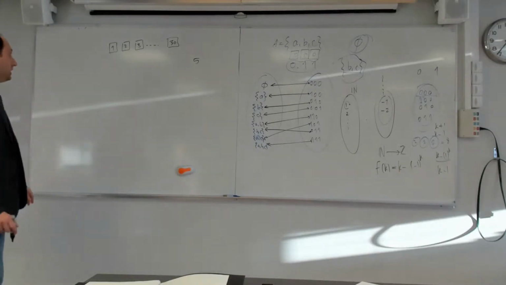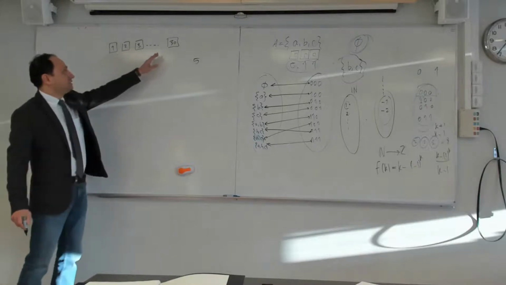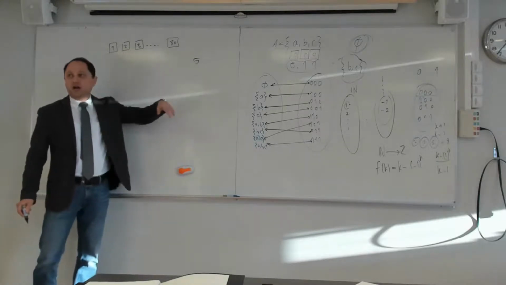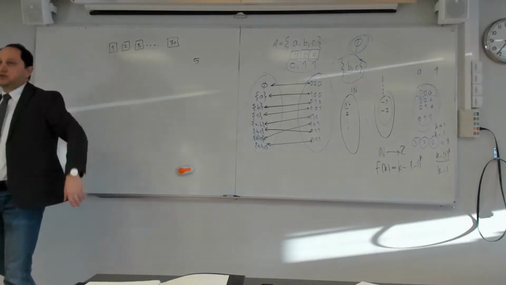Okay, let me ask you this question. There are 30 chairs in this room, 5 students. How many ways can I distribute the students in the chairs?